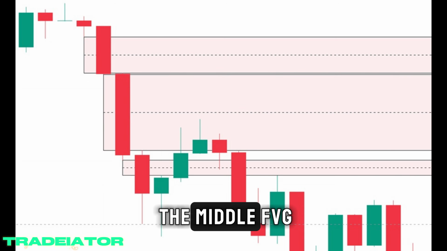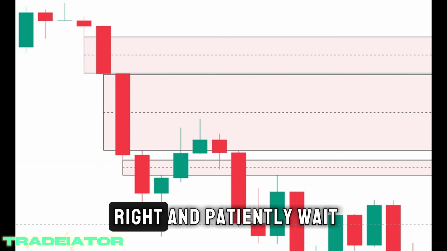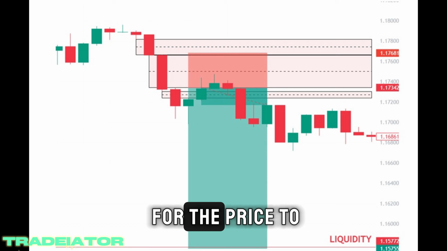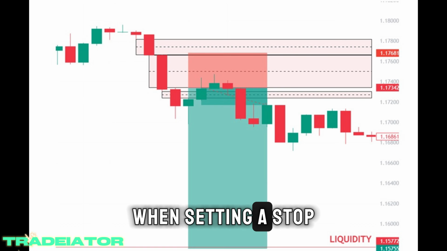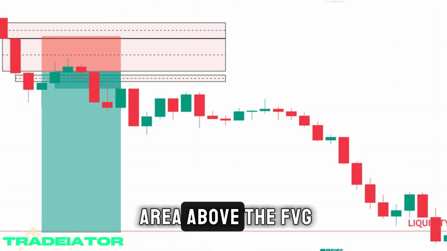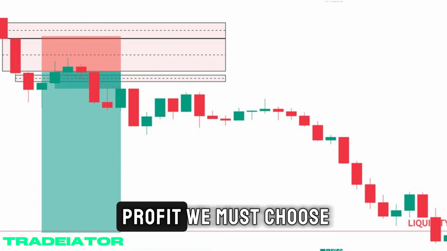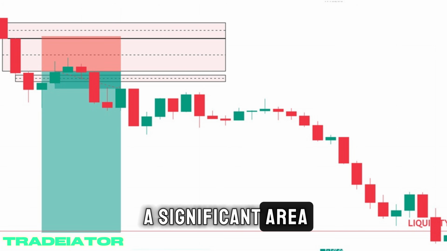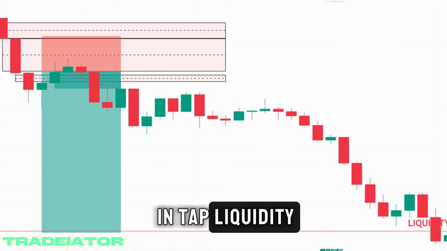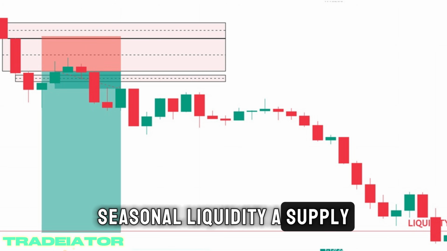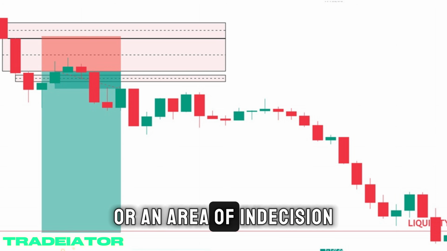Draw a box around the middle FVG, extend it to the right, and patiently wait for the price to touch it. When setting a stop loss, we choose an area above the FVG, while for a take profit, we must choose a significant area. This area could be untapped liquidity, seasonal liquidity, a supply-demand zone, or an area of indecision.